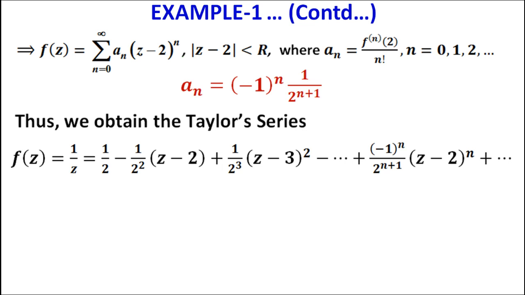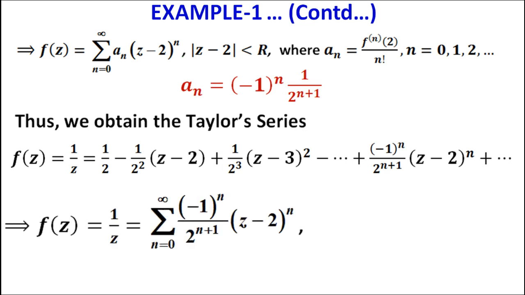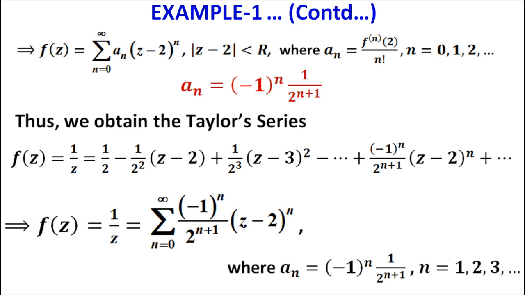By putting it in a summation format, we have this summation of minus 1 whole to the power of n by 2 power n plus 1 times z minus 2 whole to the power of n, and where an is minus 1 whole to the power of n times 1 by 2 power n plus 1, where n runs from 0, 1, 2 and so on.